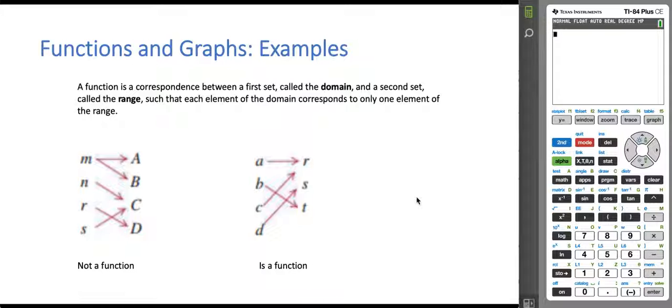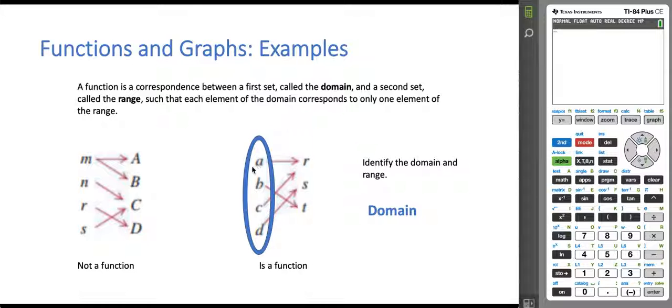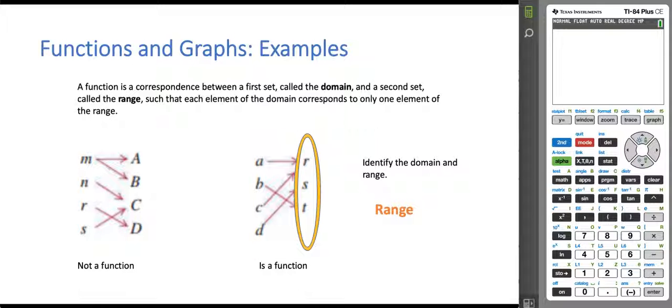Okay, so now let's talk about domain and range. This one is not a function, so we're not going to talk about this one. But in this function, what would be the domain and what would be the range? The domain, remember, is the first set. So the domain is on the left. It would be A, B, C, and D. And the range is the second set. So it would be R, S, and T.